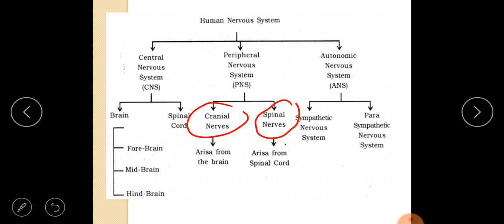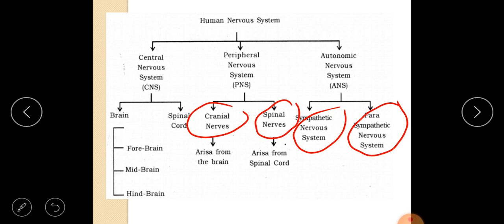The autonomic nervous system is the nervous system which normally controls the activities of various visceral organs like the glands, the heartbeat, and the rate of respiration. It is divided into two parts. Number one, the sympathetic nervous system, and the second one, the parasympathetic nervous system. Both of these systems work opposite to each other. So we can also say that they are antagonistic to each other.